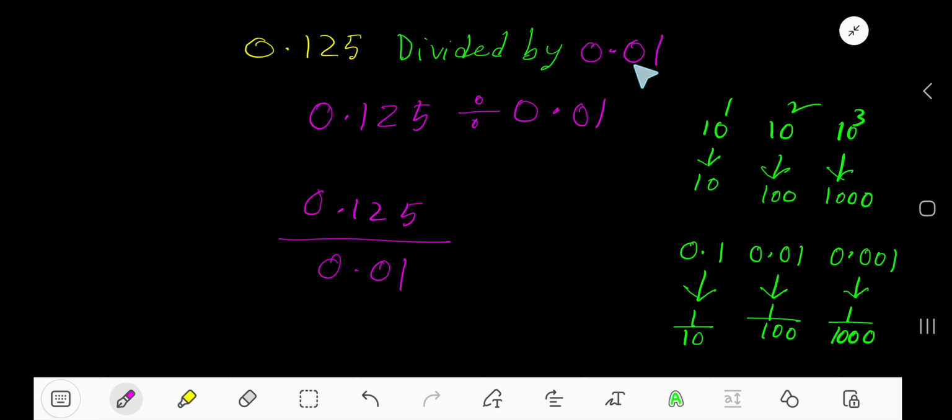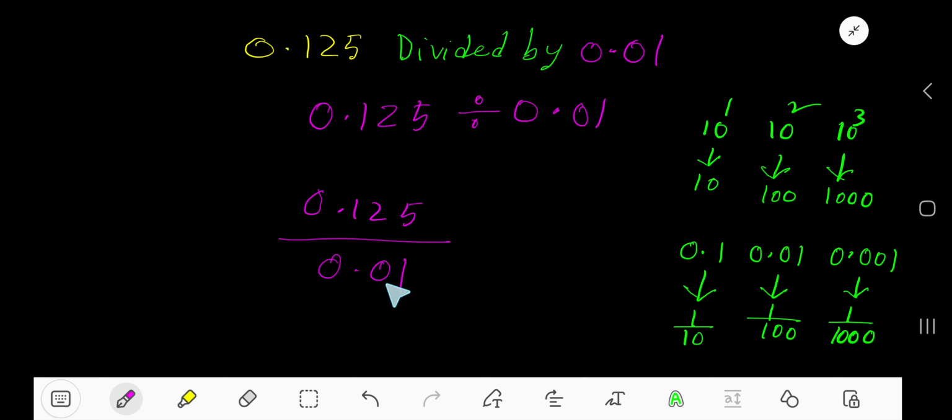0.125 divided by 0.01. Okay, look, to divide this decimal by this 0.01, what will you do? 0.1, 0.01, 0.001, these are called powers of 10, right? But these are less than 1. 10, 100, 1000, these are also called powers of 10, but greater than 1.